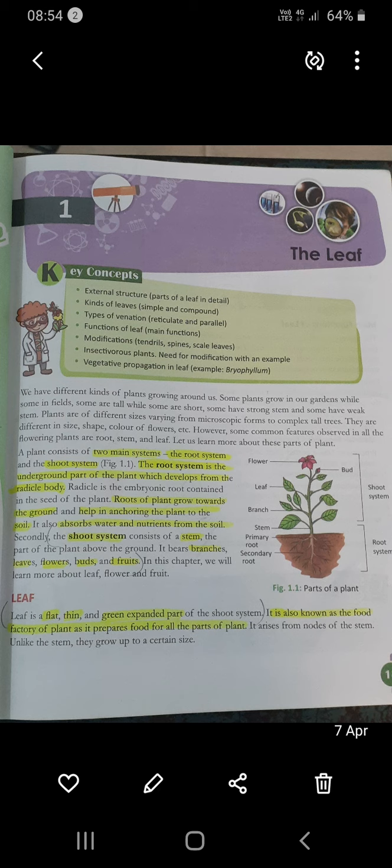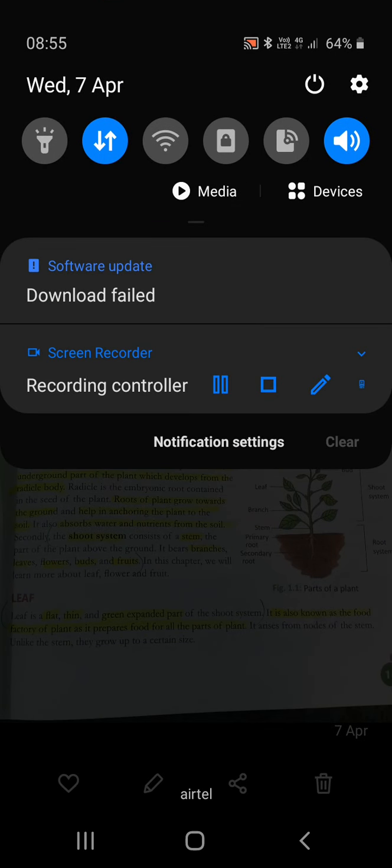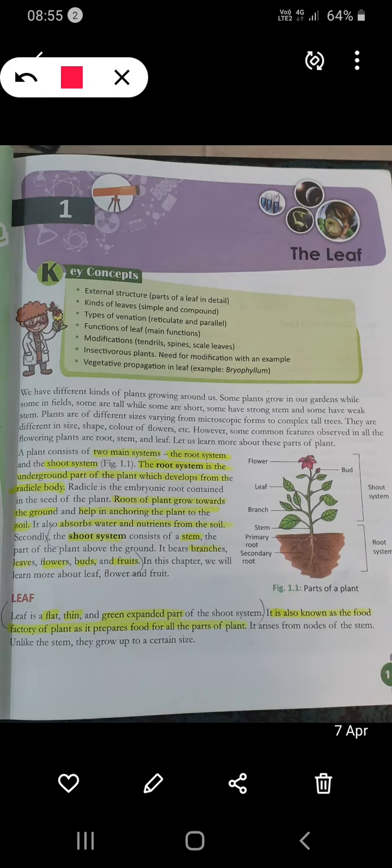So basically there are two types of system in the parts of plant. The part which is under the ground, that is called root system, and the part which is above the ground, that is called shoot system. You can see here students, these are shoot system because these are above the ground and these are below the ground, so it will be called root system. Clear?